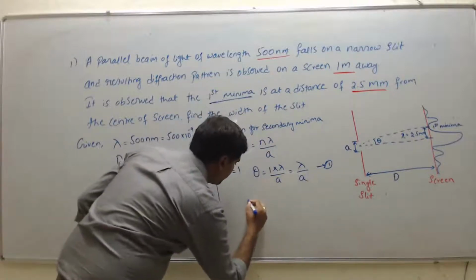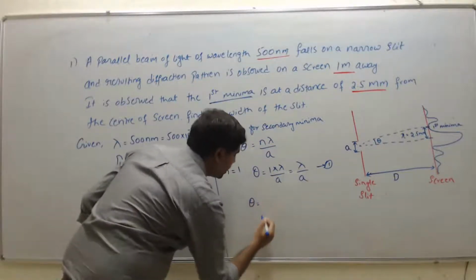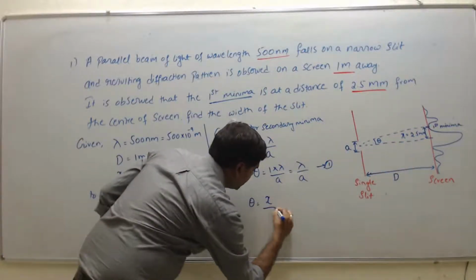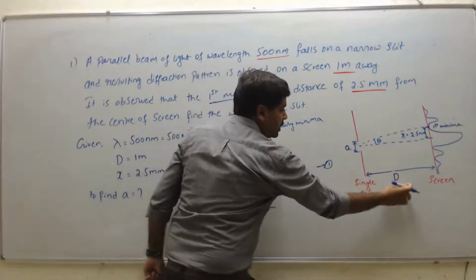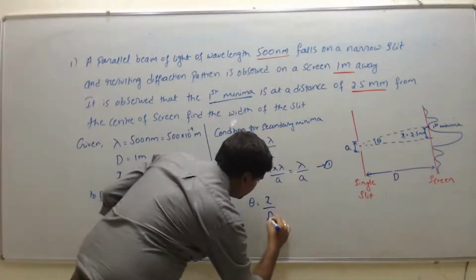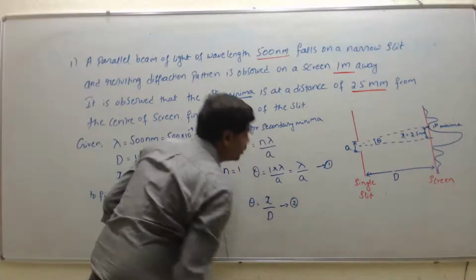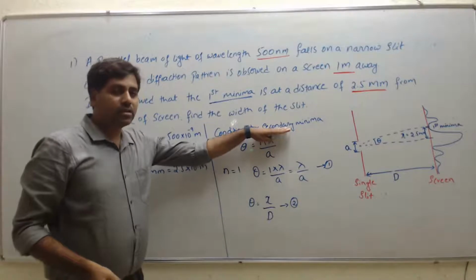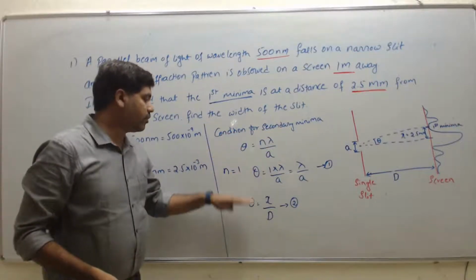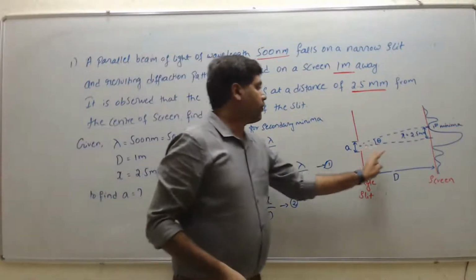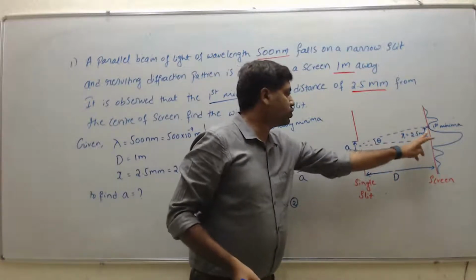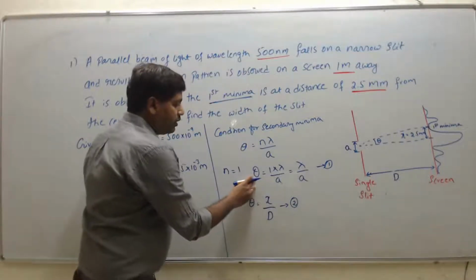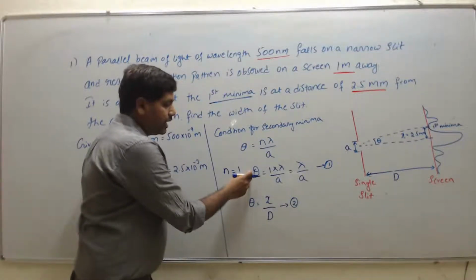So next, from the triangle, theta can be written as the opposite side. So this one is the opposite. How much is it? X, divided by the adjacent side, the distance, which is D. Right? So here we get theta from the condition of the first minima. Then from this triangle we can write theta is equal to opposite side, that is x divided by D.